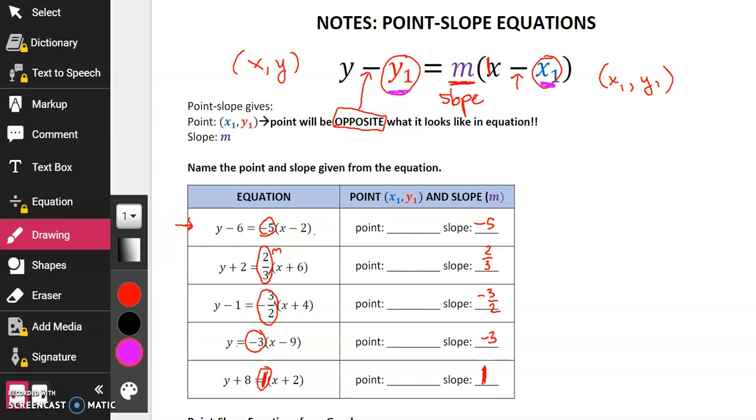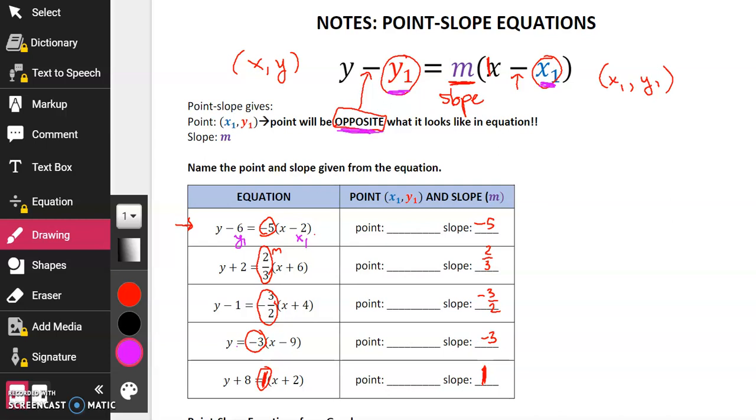And then we're wrong and we cry sad math tears. We don't want to cry sad math tears. So we're going to label it in the order that I would write my ordered pairs. So x1, y1. Okay, I keep saying that it's opposite from the equation.